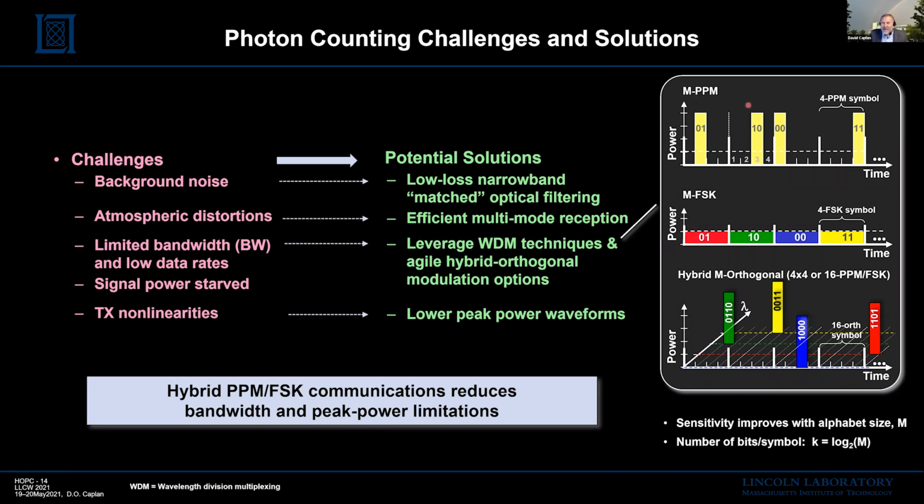And a minor note, while these are just nice pictures, all the areas for the PPM, FSK, and the hybrid are the same, meaning I'm showing the same average power for each of these waveforms. All we're doing is adjusting the temporal and spectral characteristics and redistributing that power. And in the process of doing that, we can dramatically change our rate and the sensitivity of the system.